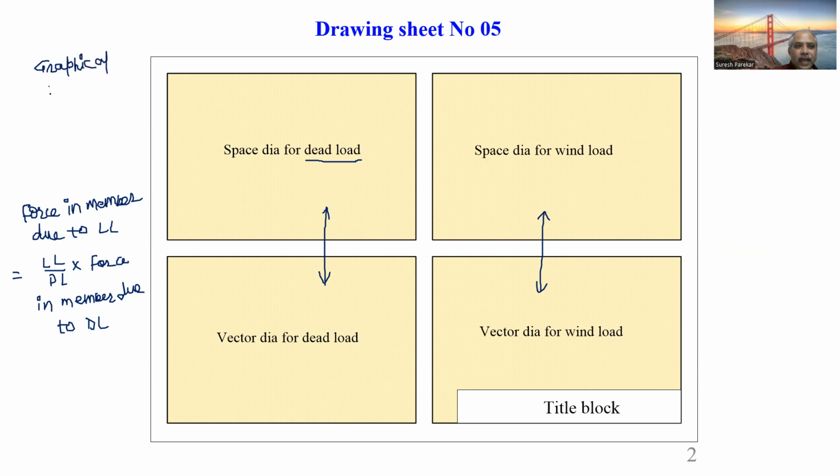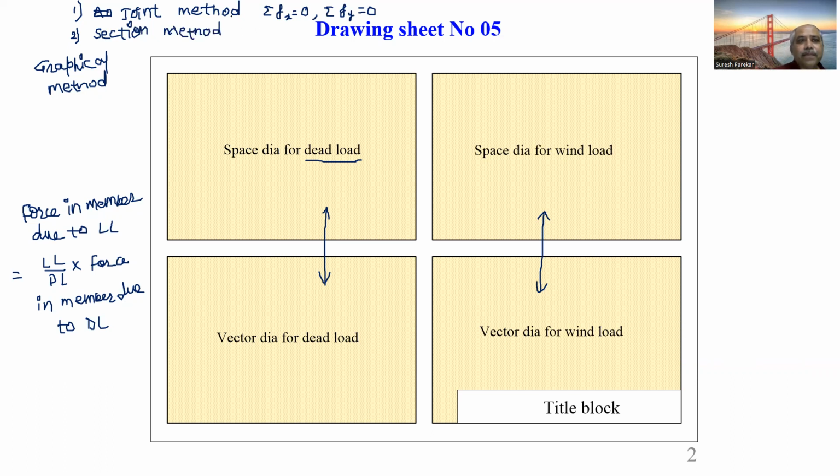How many methods do we have in trusses? We have three methods. The first method is analytical, or better to say the joint method. We have to consider each joint separately and then apply ΣFx = 0, ΣFy = 0, and find forces in all members by considering each joint separately. Then we have the section method. We have to consider a section, and then take moment or Fx, Fy and find the values.